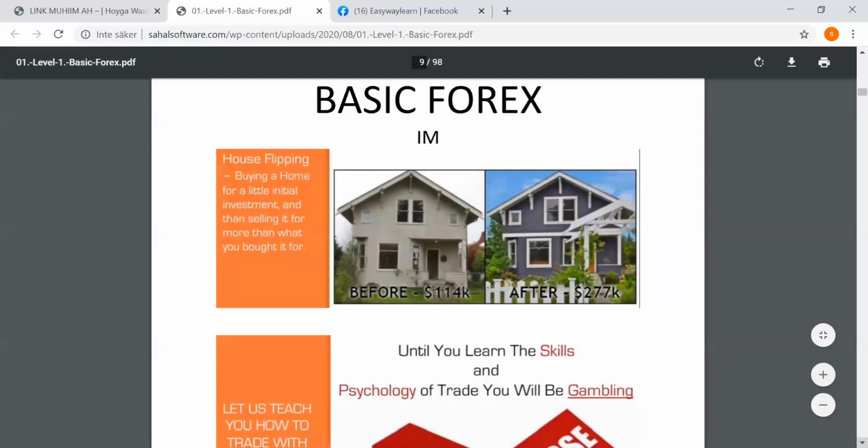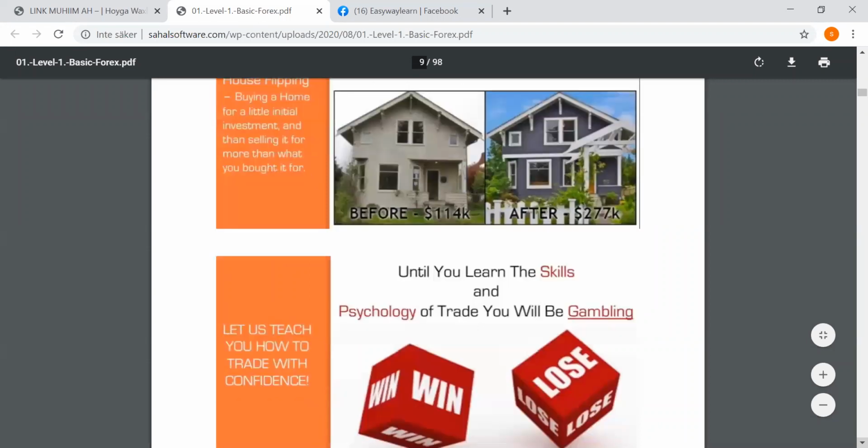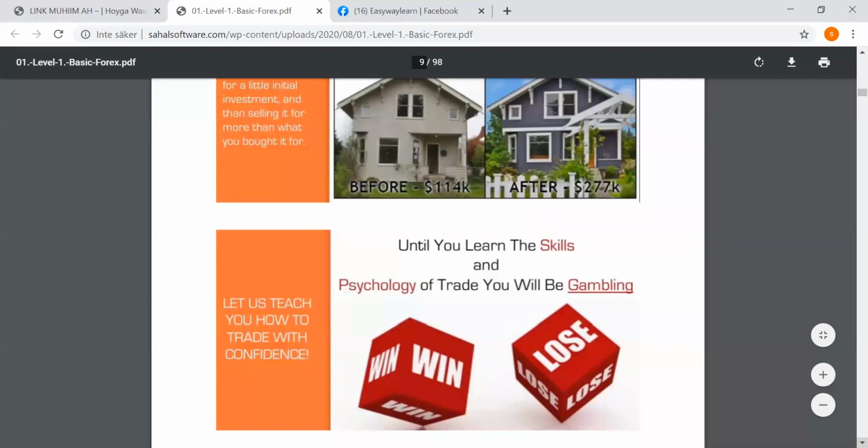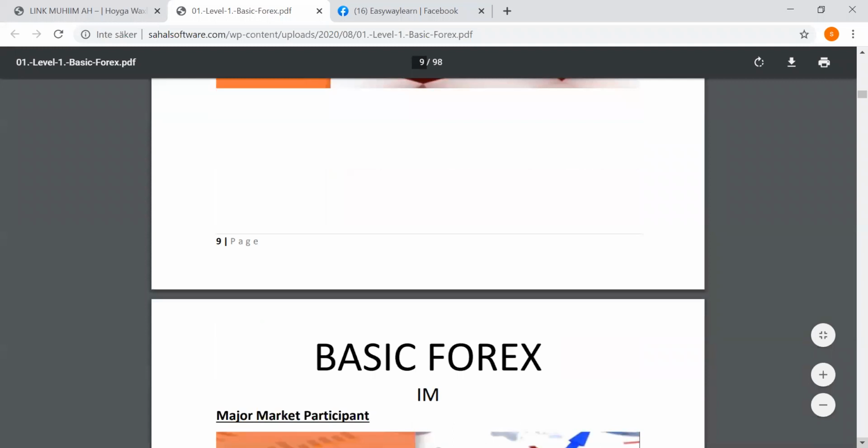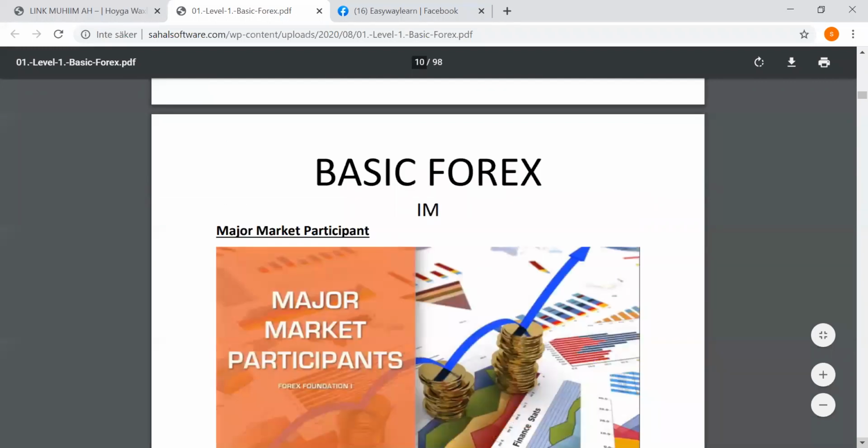So until you learn the skill, this is what I was talking about. Until you learn the skill and the psychology of trading, you will be gambling. And what does gambling mean? You win, you lose, you win, you lose. It's just like that. But when you have the skill, you want to minimize your loss and you want to increase your win. You have to learn the basics, because that's very important. Anything without a basic is not something that will last for long.